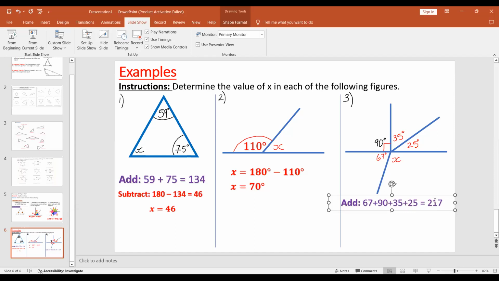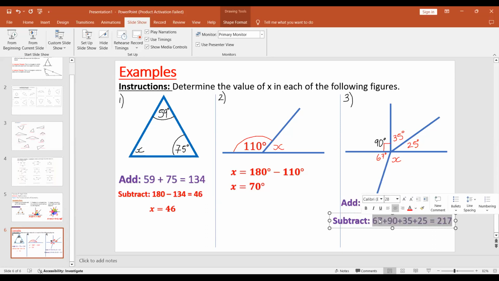Okay, but are we done? No, we're not finished, right? What do we have to do? Subtract. So we're going to subtract from what? 360. So if we subtract, we say that 360 degrees minus 217 is going to be equal to what? 143. And so what does that mean?